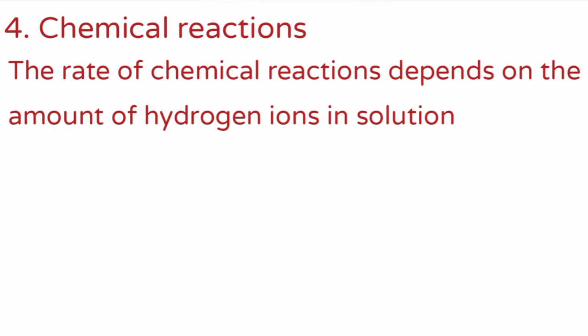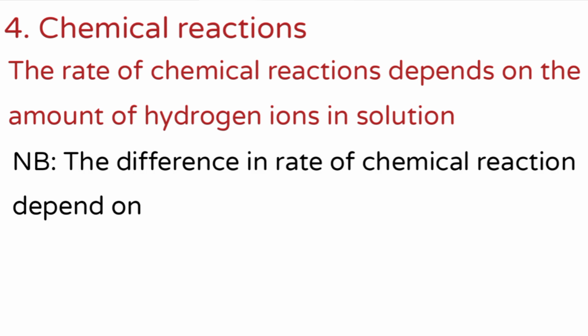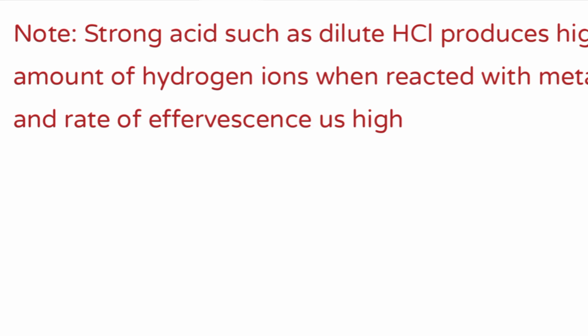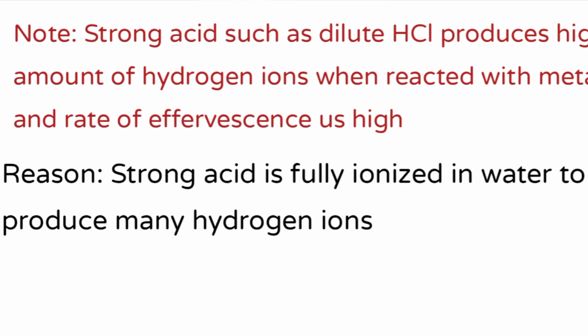The rate of chemical reaction depends on the amount of hydrogen ions in solution. And B, the difference in rate of chemical reaction depends on number 1, amount of gas produced, number 2, rate of effervescence, bubbles that is. Note, a strong acid such as dilute hydrochloric acid produces a high amount of hydrogen gas when reacted with metals, and the rate of effervescence is very high. A reason, a strong acid is fully ionized in water to produce many hydrogen ions in solution.